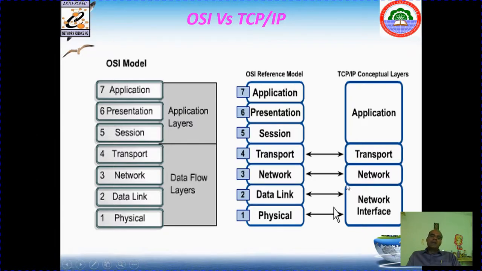As we said, these layers may vary from one architecture to another. Some may have more layers, some may have fewer layers. In this case, some researchers may combine transport and network together, or network and data link together. Based on our requirement, there is no mandate to fix all these layers.